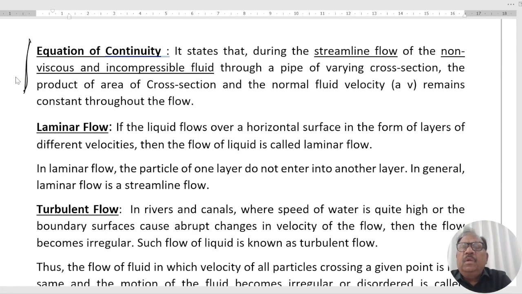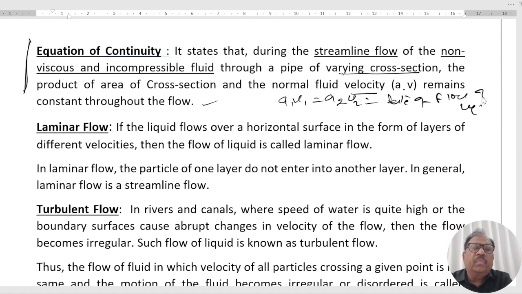It states that during the streamline flow of a non-viscous incompressible fluid, that is known as an ideal fluid, through a pipe of varying cross section, the product of area of cross section and the normal fluid velocity, A into V, remains constant throughout the flow. That is A1 V1 equals A2 V2, that is the rate of flow of liquid.